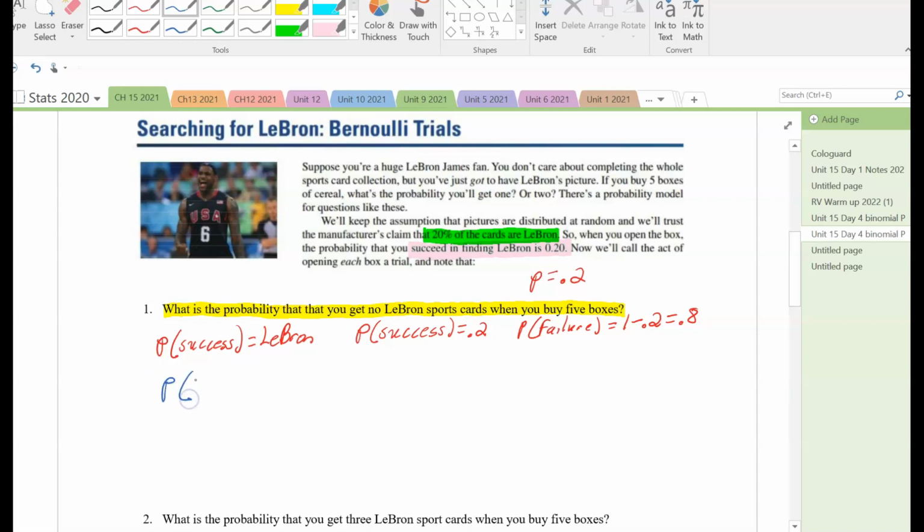So I'm going to write the probability that x is equal to 0, meaning there are 0 successes or 5 failures. And the probability of getting a failure is 0.8. The next failure, 0.8. The next failure, 0.8. The next failure, 0.8. And the final failure, 0.8. And if you were to multiply those values out, 0.8 raised to the 5th, you're going to get 0.32768.